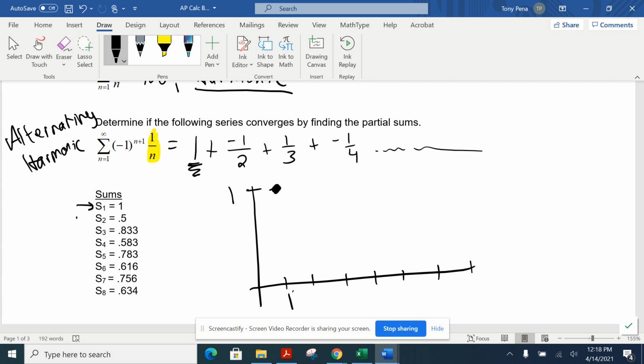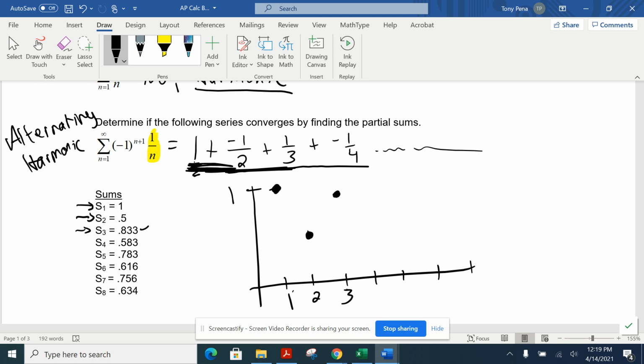If I ask you to graph the second sum, then that's just us adding the first two terms together. So 1 and a negative 1/2 is why we get a half. So the second sum would be halfway up. Our third sum, which is 0.833, is us then adding the first three terms together. So if we did 1, negative 1/2, and 1/3, adding them all up, we see what we have here is 0.833. So now we're up here.